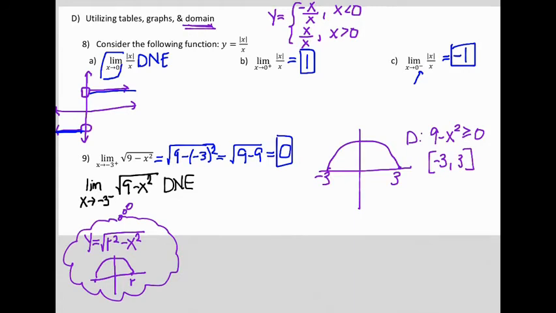So similarly, the limit as x approaches negative 3, no direction, also does not exist because the limit from the right is not equal to the limit from the left. From the right it's 0, from the left it does not exist. So the limit at negative 3 does not exist.